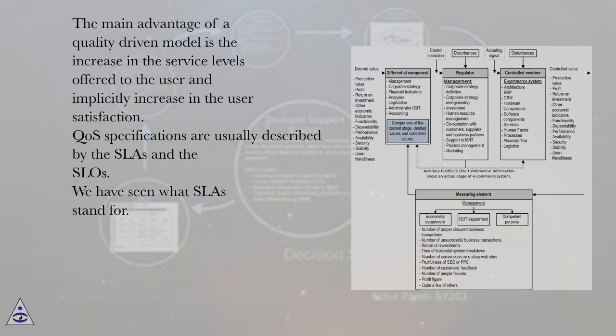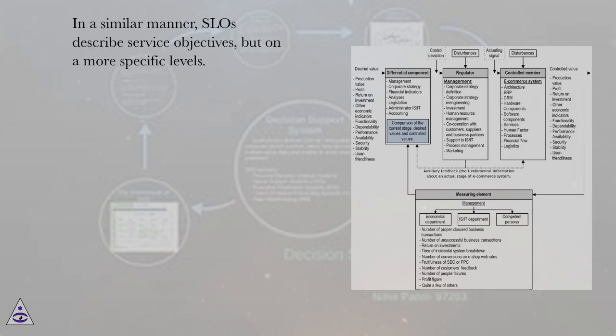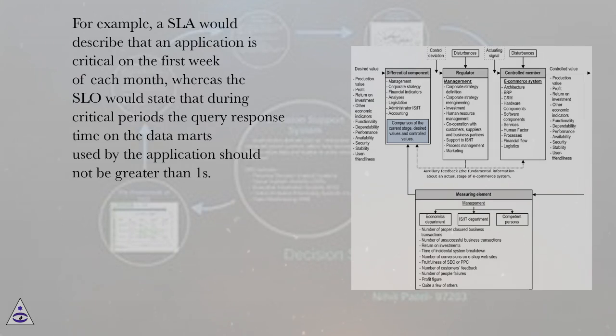COES specifications are usually described by the SLAs and the SLOs. We have seen what SLAs stand for. In a similar manner, SLOs describe service objectives, but on a more specific level. For example, an SLA would describe that an application is critical on the first week of each month, whereas the SLO would state that during critical periods the query response time on the data marts used by the application should not be greater than ones.